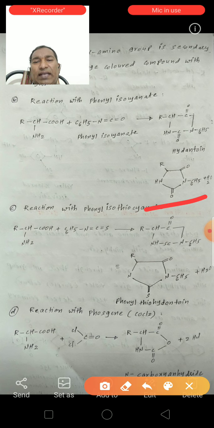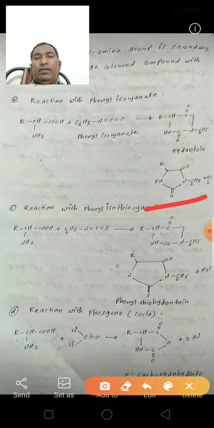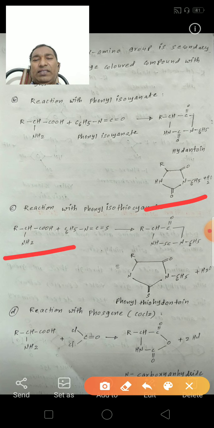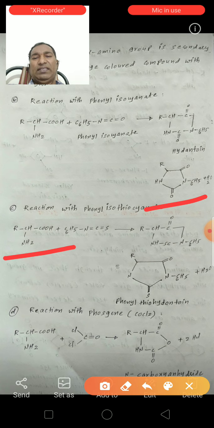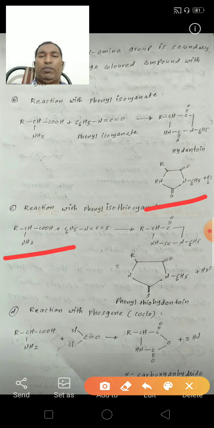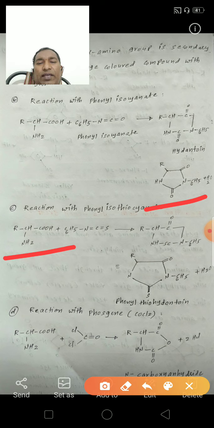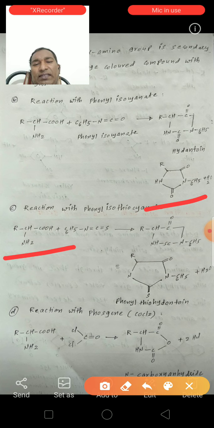Next, reaction with phenyl isothiocyanate. This is the amino acid. Phenyl isothiocyanate structure is C6H5 bond N double bond C double bond S. It gives the phenylthiohydantoin form. This is the 5-membered, 2 nitrogen containing structure.